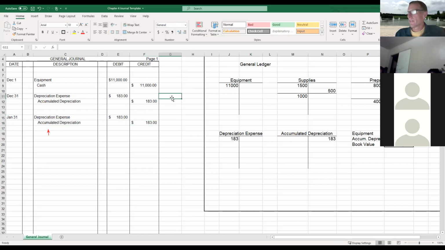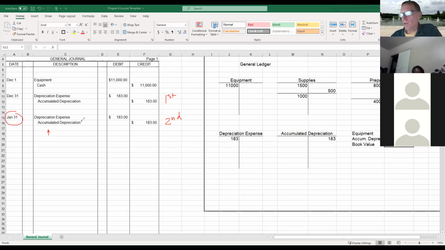So notice, I'm just showing you the next month. So this would be the first month right here. The second month, notice it's the exact same entry. Again, this is the straight line method. So this would be for the month of January's financial statements.